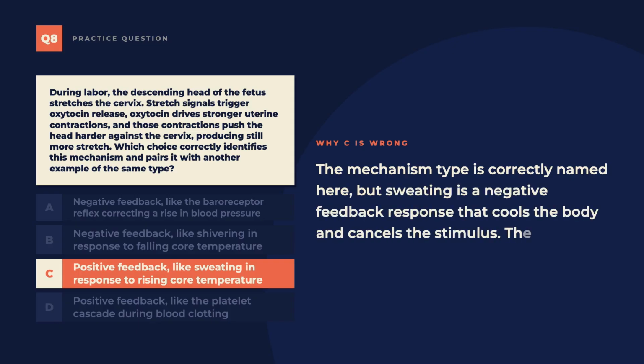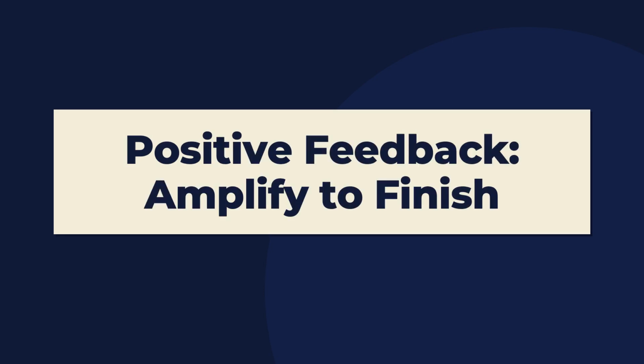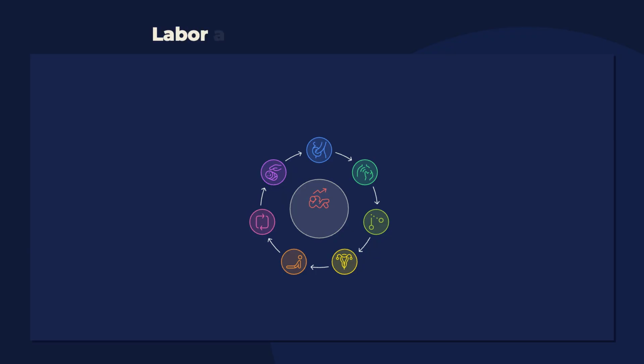The pairing is wrong. The body regulates dozens of variables, but positive feedback runs almost none of them, and that scarcity is the key clue. Positive feedback amplifies whatever triggered it, pushing a variable further from baseline instead of back toward a target, so it has no internal brake and is used only when a process must be driven fast to completion.